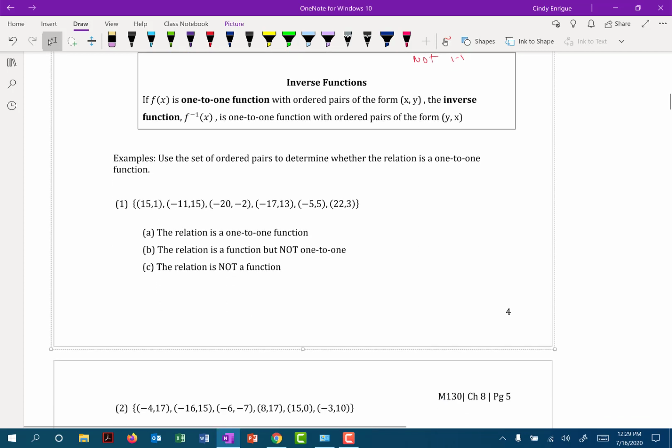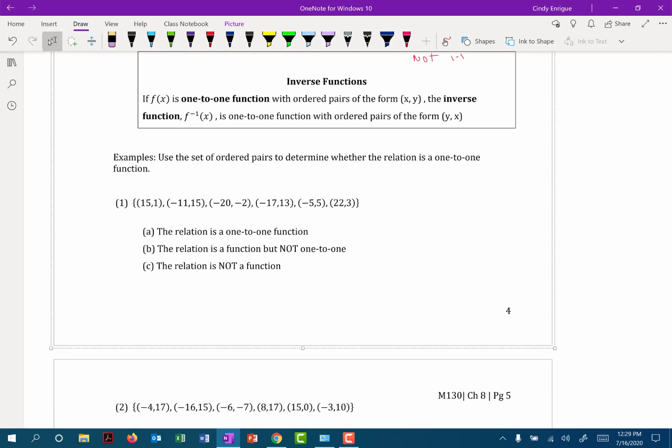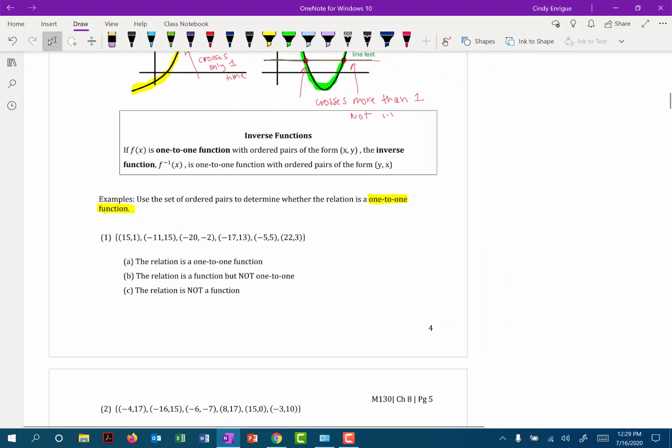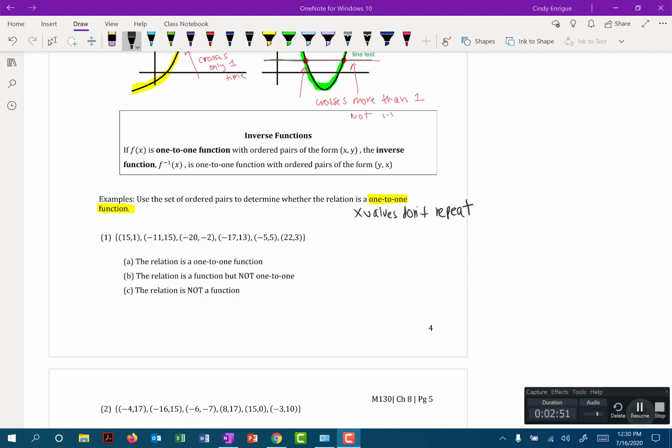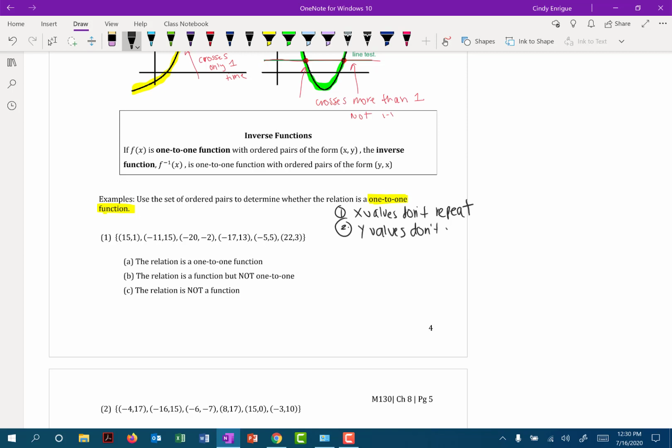Okay, so we are looking at these ordered pairs. And we want to know whether or not this is a one-to-one function. So if it is a one-to-one function, then that means, from our definition, that the x values don't repeat. So that's our first criteria, and our second criteria is that our y values don't repeat. So the x values don't repeat and the y values don't repeat.